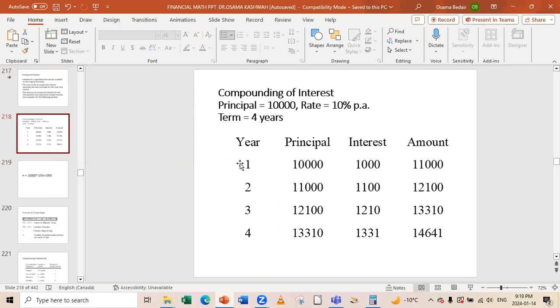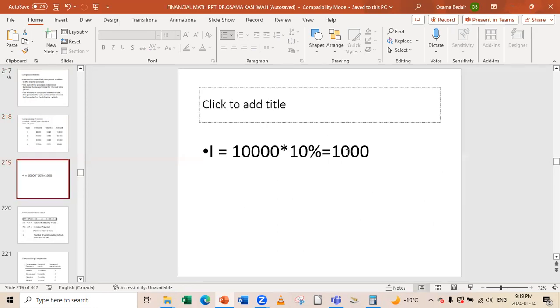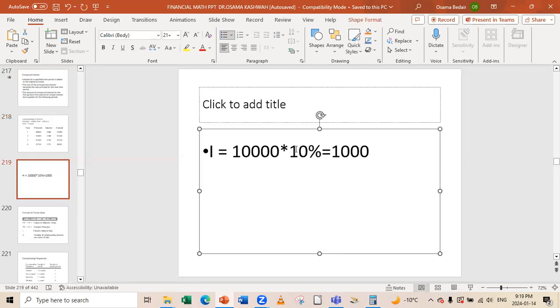Let's go here and see. Yes, that's right. The interest of 10,000 is 1,000 here. So 10,000 generated 1,000 interest. 10,000 times 10% will give me interest for the first year of 1,000.